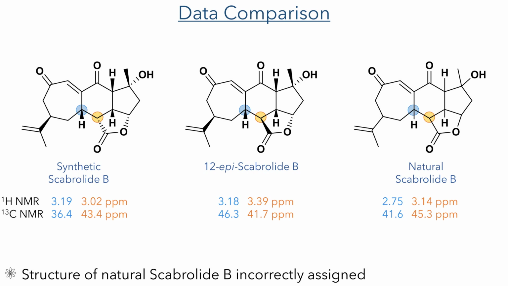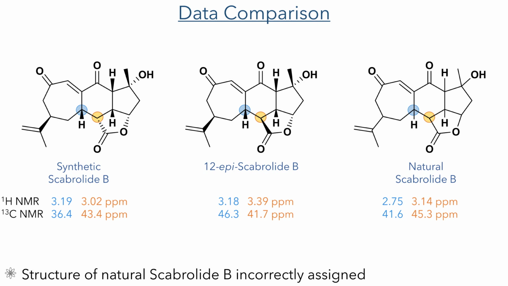It was at this point of the synthesis that the researchers ran into a problem. Having synthesized both the proposed structure of Scabrolide B and its C12 epimer, they realized that the NMR data that they had generated did not match the data from the original discovery. This indicates that the original research group assigned the structure incorrectly, and the material that they had isolated does not in fact have the structure which they published.